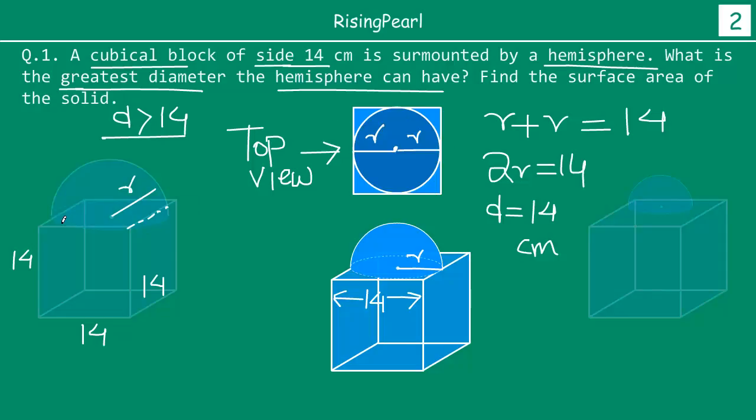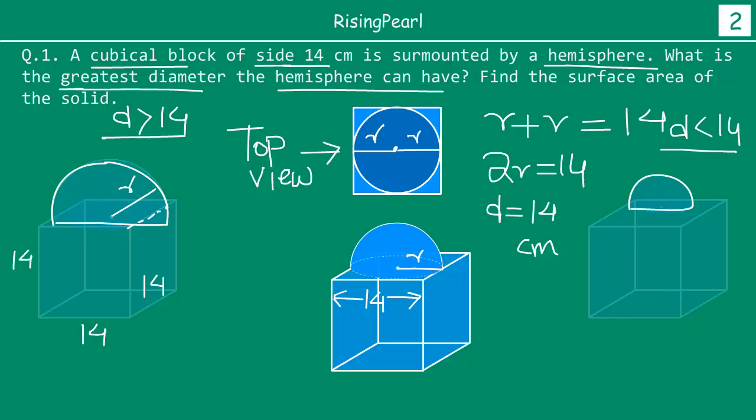So the hemisphere was coming outside of the cube, right? And if we take the diameter less than 14, then the hemisphere was well inside the cube. So to find the maximum or the greatest diameter that fits, the hemisphere needs to have a diameter of exactly 14. Then the hemisphere will exactly sit on top of the cubical block.